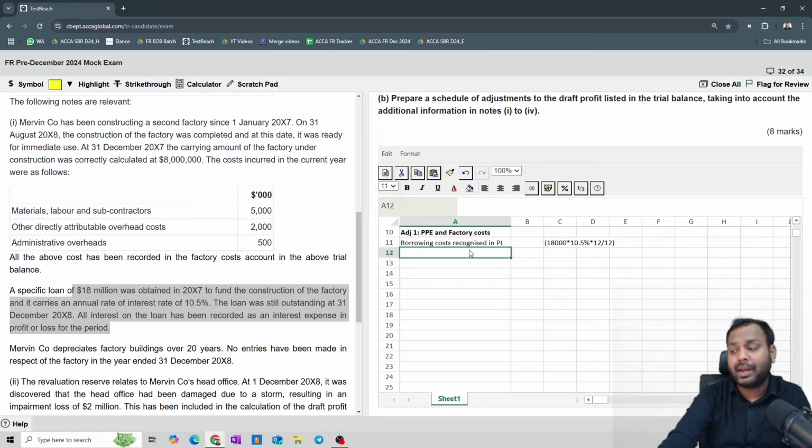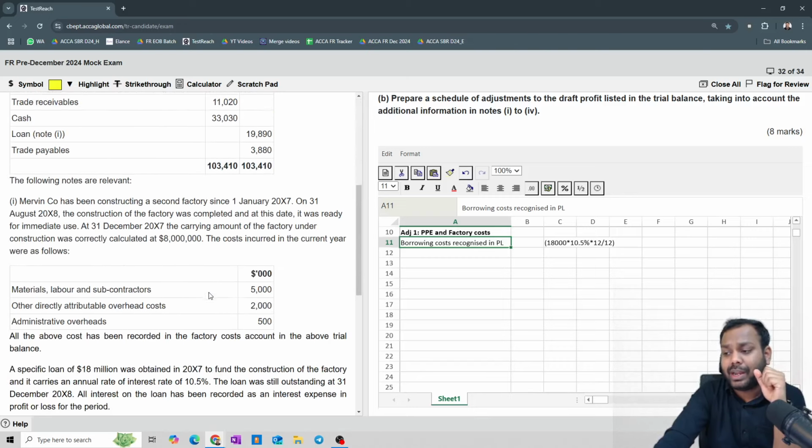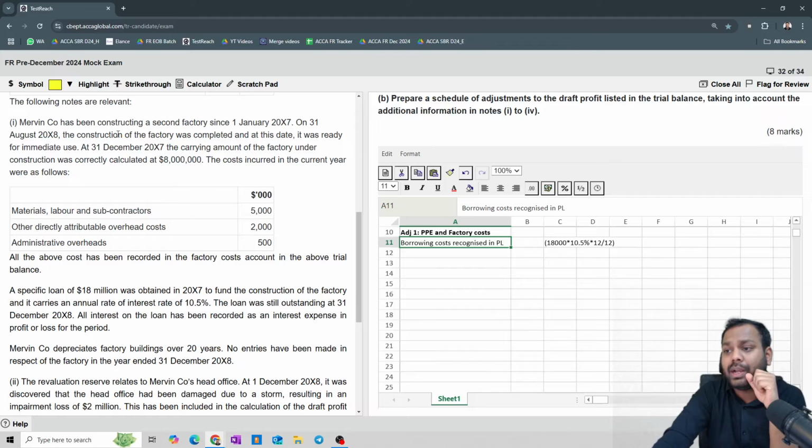But we need to understand, out of this borrowing cost that we have recognized in P&L, don't you think there is a borrowing cost that should not be recognized in P&L, rather it should be capitalized to the cost of the asset? From which period to which period? From 1st January 20x8 till 31st August 20x8. Why 31st August? Because the construction of the building got completed on 31st August. So from 1st January 20x8 till 31st August 20x8, we will capitalize it to the cost of the factory, right?